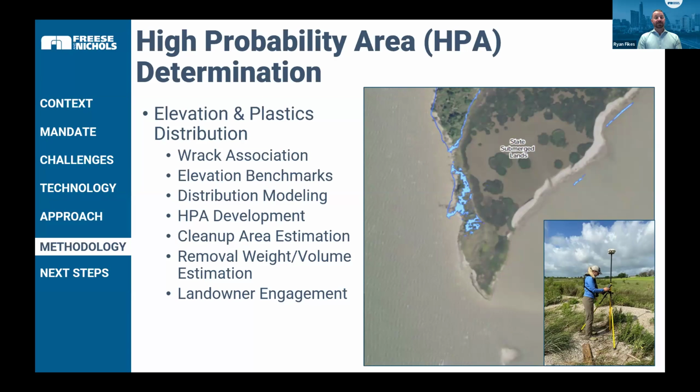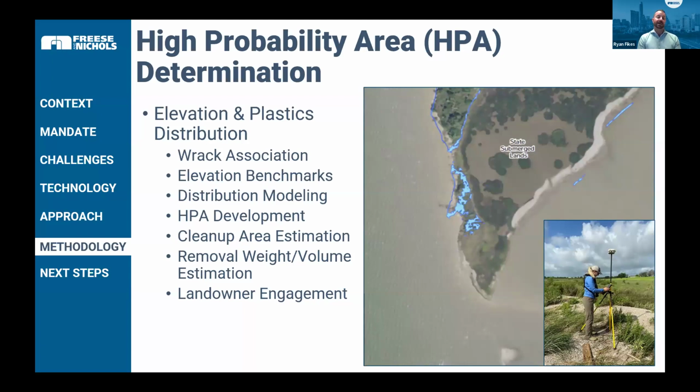As part of our comprehensive qualitative sampling, we determined where those elevation benchmarks were at the time of sampling and which rack lines they were associated with. An example is Kelsey Calvez on our team, on the image to your right, going out shooting those along the high and low rack lines where plastics were identified, which helped us develop the scale of what we were looking at.